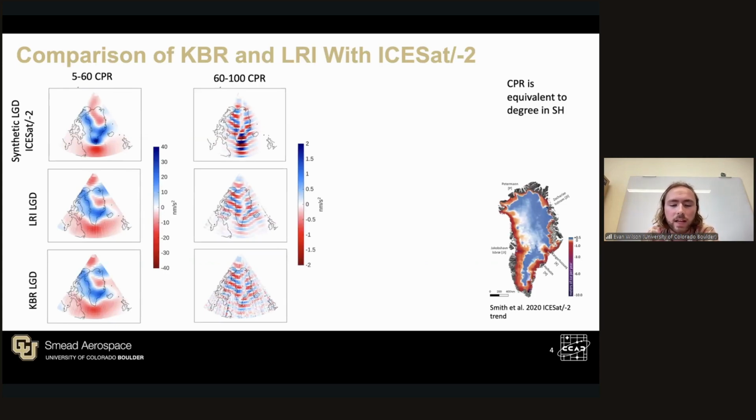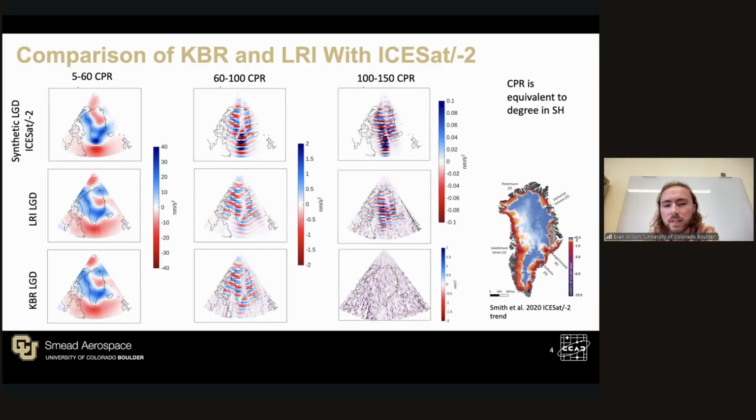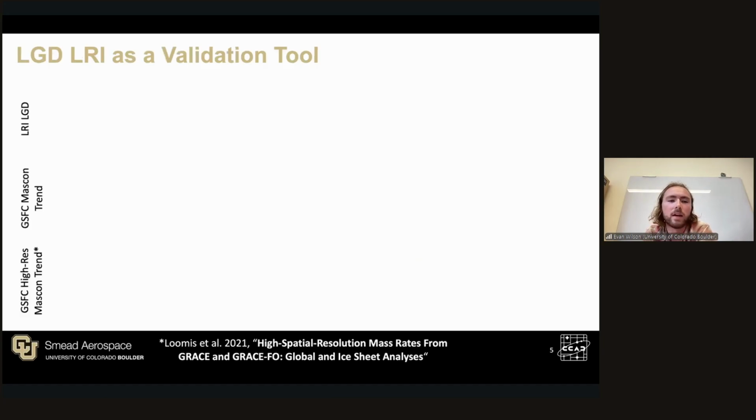And again, we see that the KBR starts to have noise at 60 to 100 CPR, and at 100 to 150 CPR, KBR is completely dominated by noise again, while it's clear that the LRI is still able to resolve real mass change signals that are even reflected in this nearly 20-year trend. And because the LRI LGD enables us to use the full sensitivity of the LRI at very high spatial resolution, we can also use it as a validation tool.